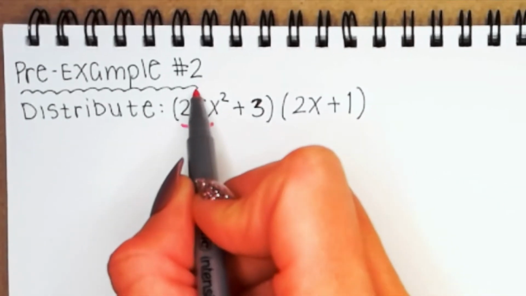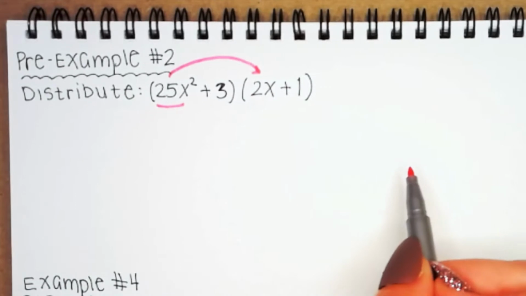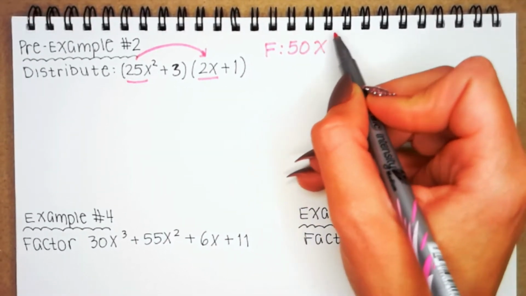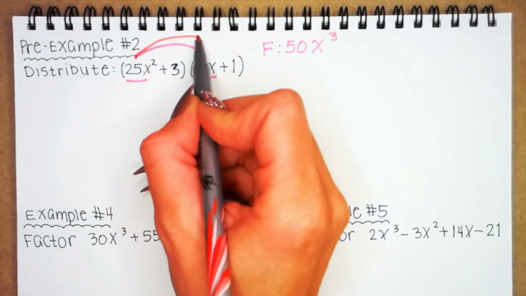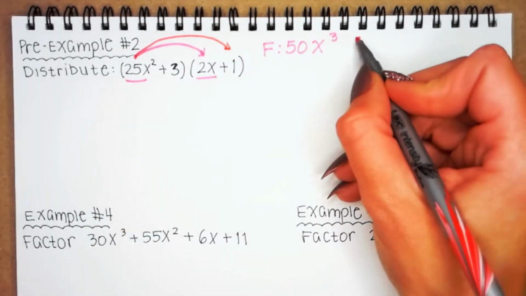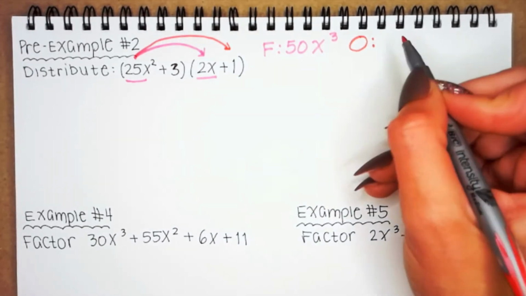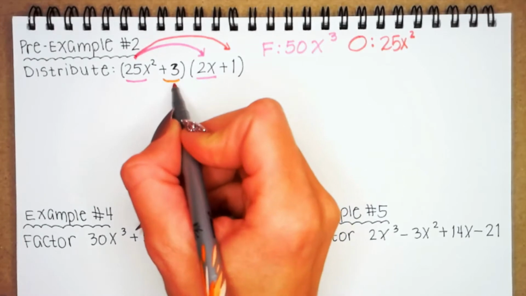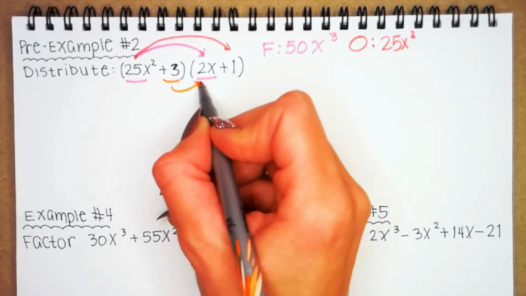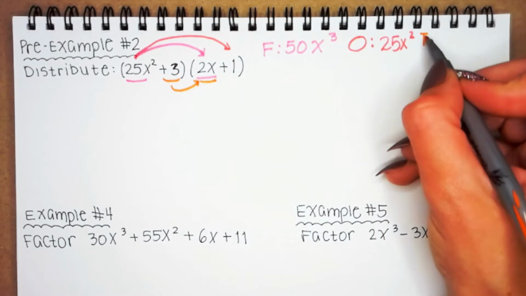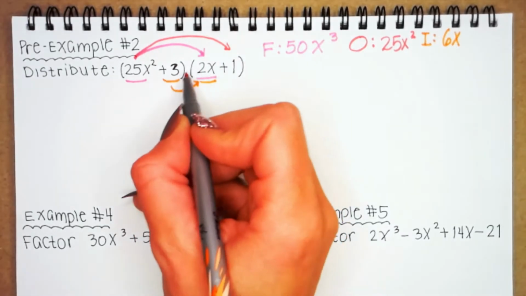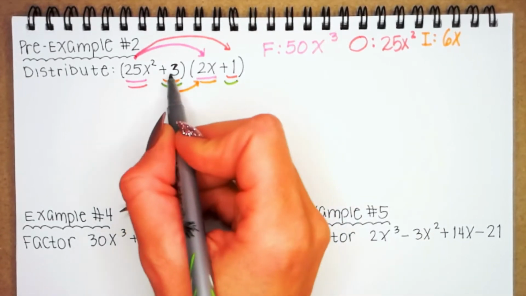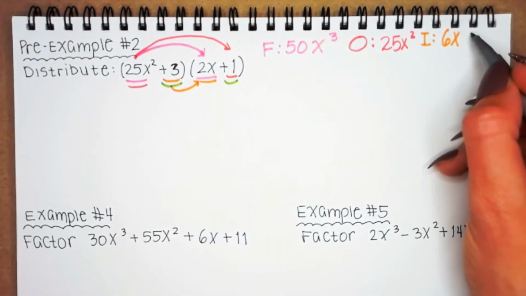FOIL is really just helping us all distribute the same way. What we're doing is we're going to distribute the 25x squared to the 2x. 50x to the third would be first times first. Then we distribute 25x squared to the 1 at the end. Those are my outer expressions being multiplied, and that will give me 25x squared. After that, we go to the 3 and we begin distributing 3. 3 times 2x, 6x, would be my inner two terms being multiplied. And last, we multiply 3 times 1, and that's the last term in each parenthesis being multiplied.